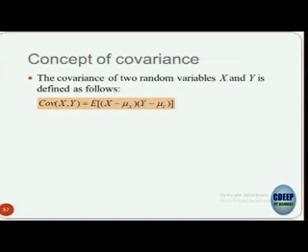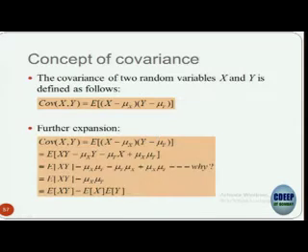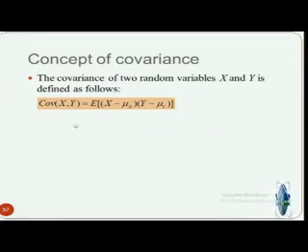So, the covariance of two random variables X and Y, we are going to define this quantity. It's the expectation of (X minus mu_X) times (Y minus mu_Y). That is called the covariance. We've seen a quantity like this in class earlier, the correlation coefficient, except that there was a denominator term there. But here we are looking at the covariance.